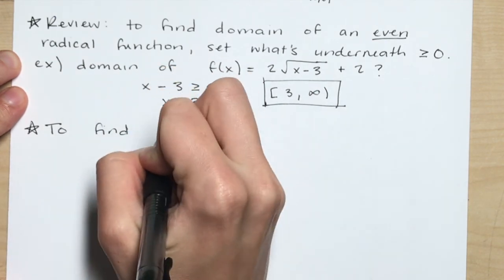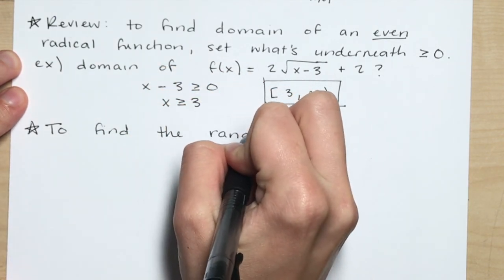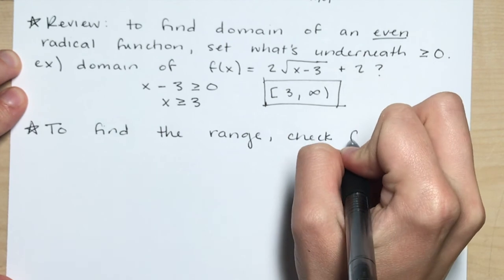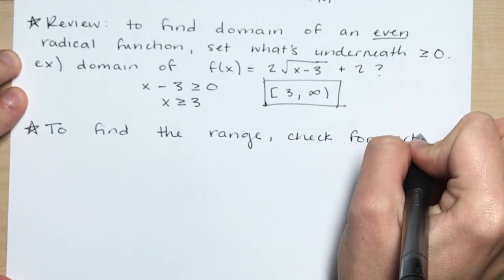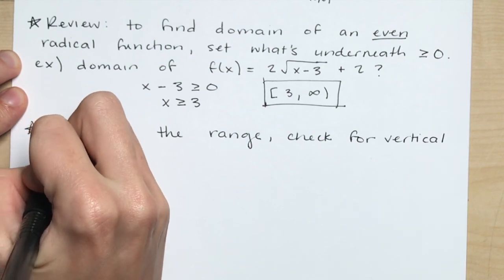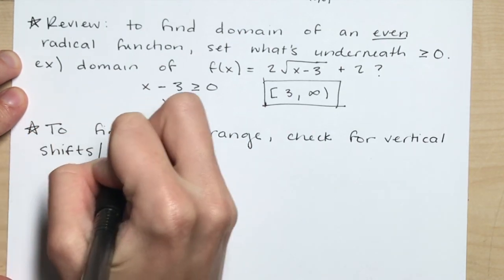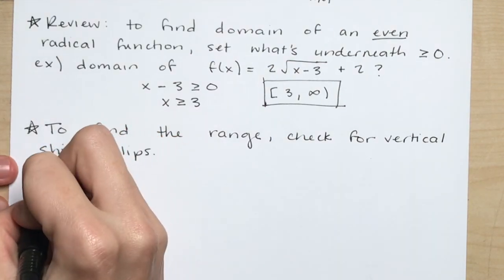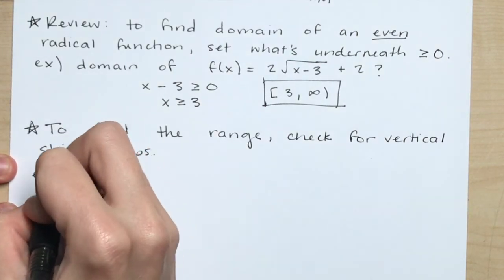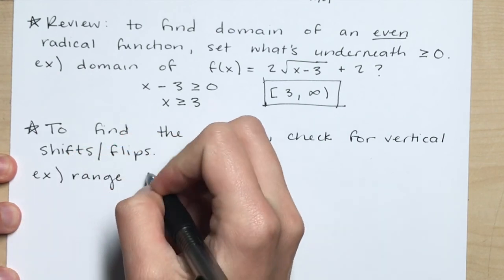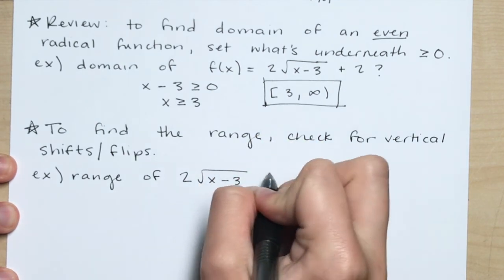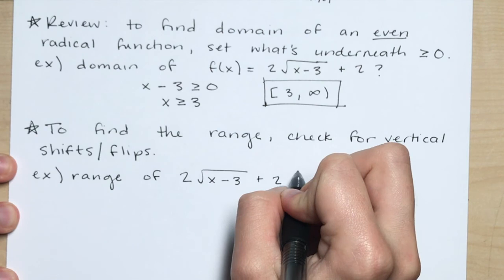To find the range, we need to check for vertical shifts or flips. So this one is maybe going to take a little bit more thought. So let's look back at the same question. So range of 2 times the square root of x minus 3 plus 2.